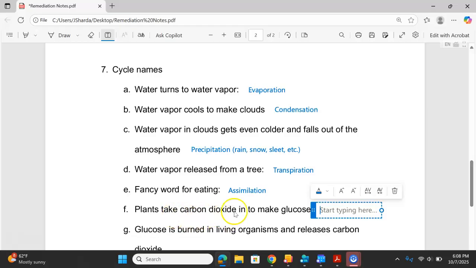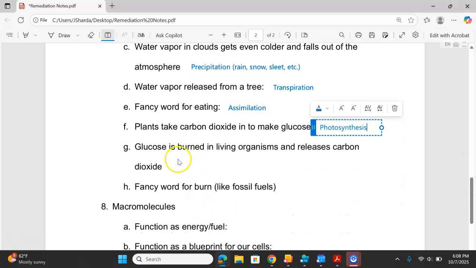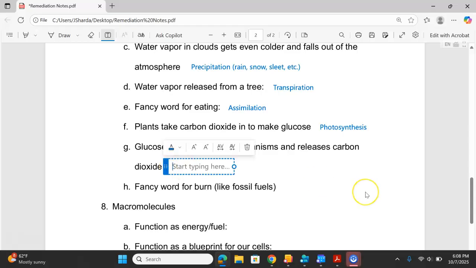Okay. All right, when plants take carbon dioxide in to make glucose, right? Look at that. They're harvesting carbon dioxide from the atmosphere. This is photosynthesis. When glucose is burned in living organisms, it releases carbon dioxide. Okay. So maybe you would argue that this is a form of combustion, and you would probably be right. But this is cellular respiration.